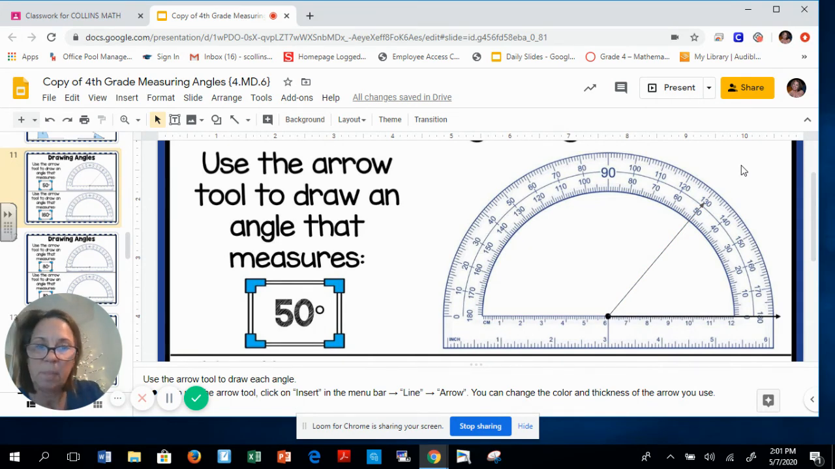And the rest are just repeats to give you more practice. So I hope that helps with measuring angles.